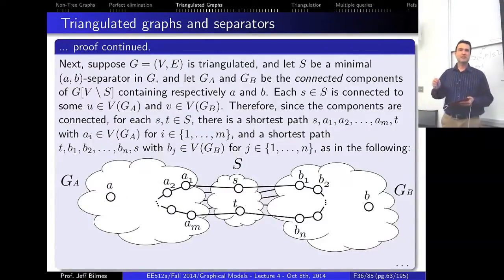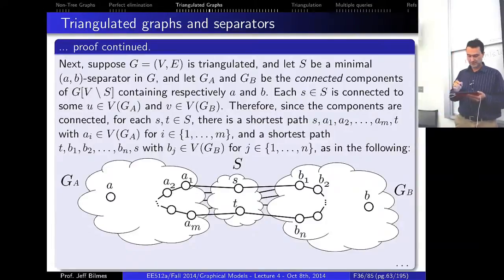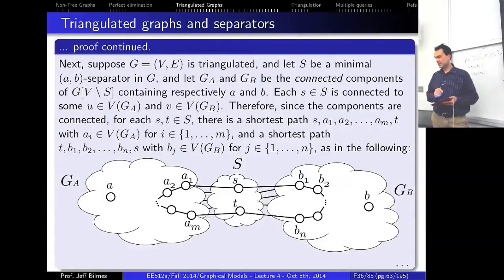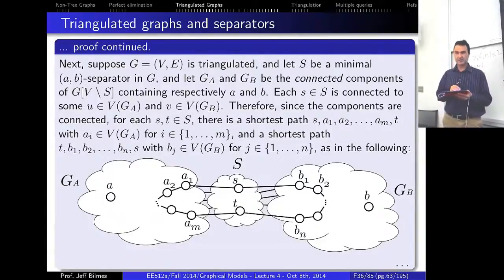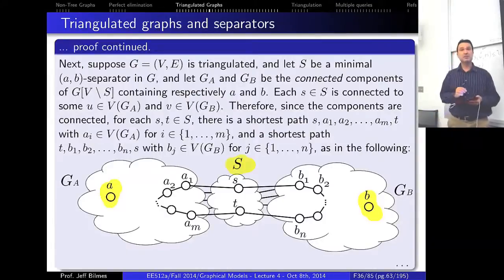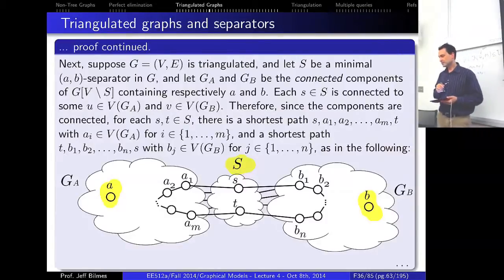The converse basically says, let's first assume that the graph is triangulated, okay? And then let's say that S is a minimal AB separator, okay? So here's the picture down there you can sort of think about. So A, here's GA on the left and GB on the right, and A is somewhere in GA, and B is somewhere in GB. So here's A, here's B, and S is a minimal AB separator in this triangulated graph. And what we're trying to prove is that S is complete. Okay.